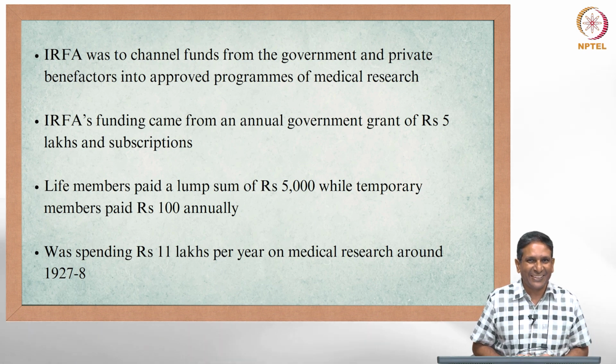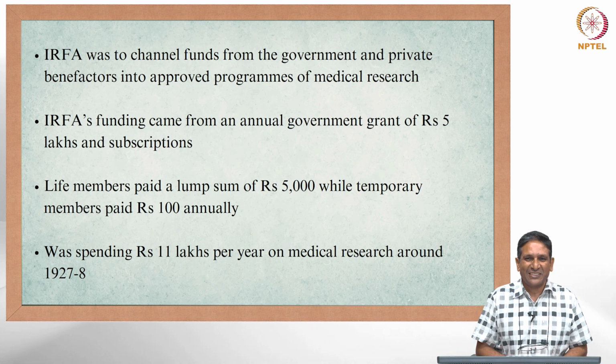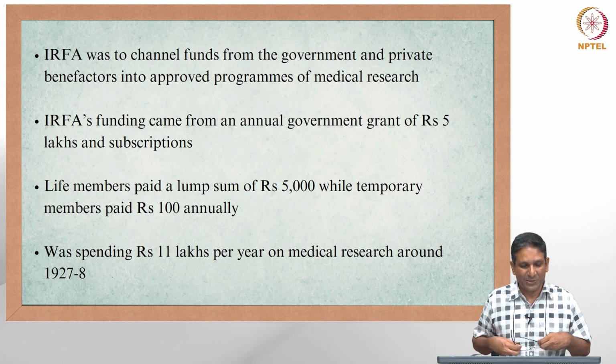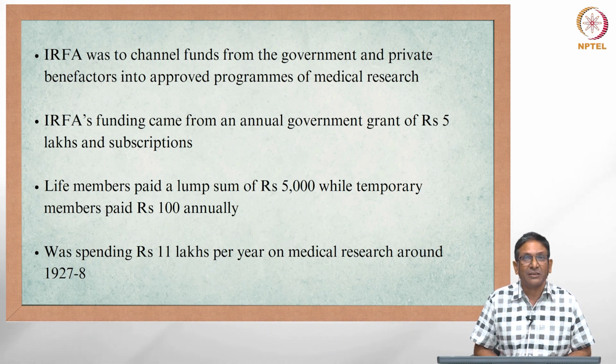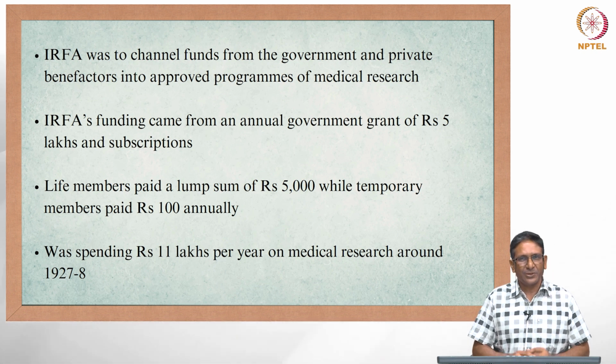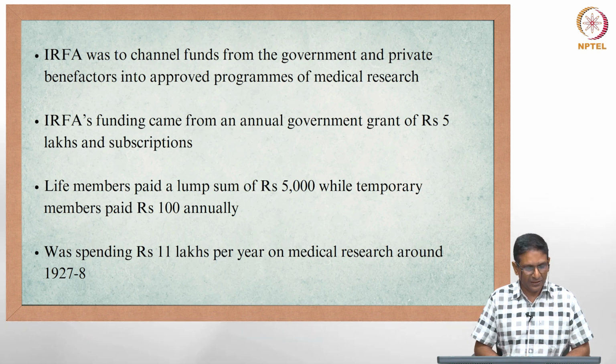So this has a long history, and given the colonial situation and background, we know the hesitancy of the colonial state to fund. So there's always a prodding to find other means like public subscriptions, philanthropy and all that, and some of the money for this also came from such subscriptions, whereby life members paid a lump sum of 5,000 rupees, whereas temporary members paid 100 rupees annually. And of course, this was a reasonable building up of a reasonable amount of funding. For instance, by 1927-28, IRFA was spending about 11 lakhs per year, which was a considerably high sum for that period.